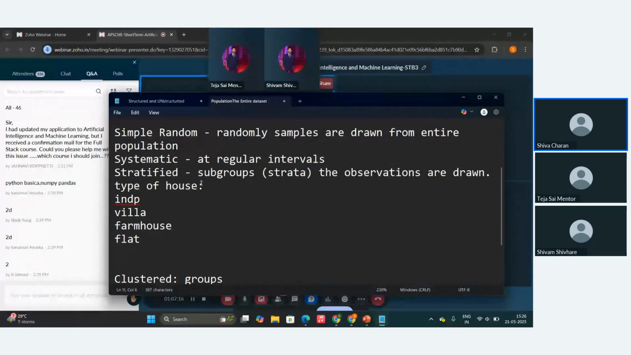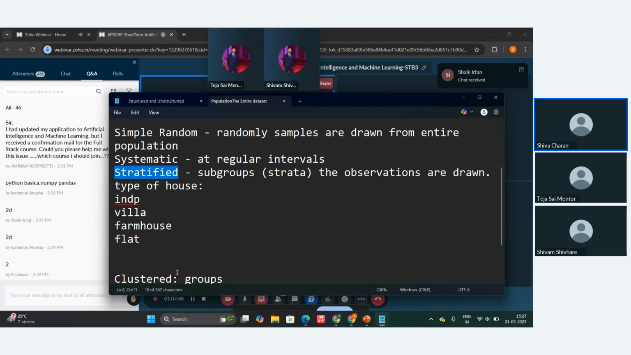Here we have a column called type of house. Let's say I have a real estate data set, and the example was type of house. Here the type of house is independent, villa, farmhouse, and flat. These are all the values present in the column type of house. So I'll be dividing the data into these four groups, and then I'll be picking observations randomly from all four groups. That is about stratified sampling.